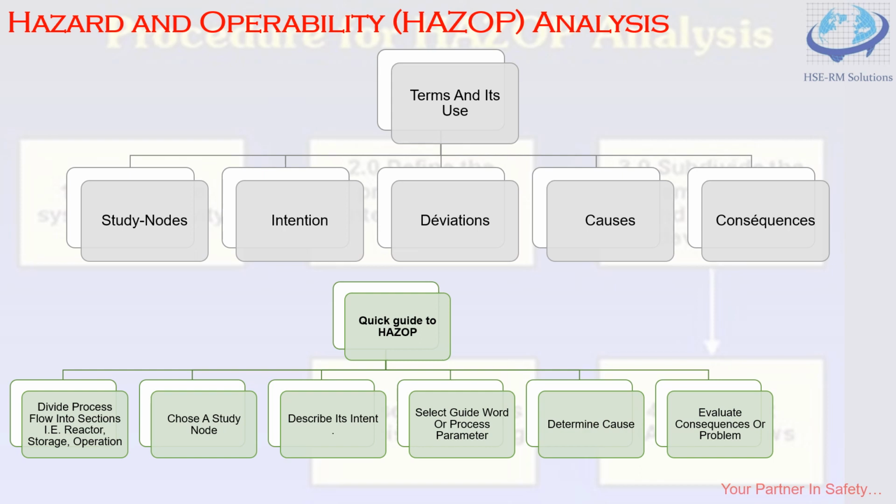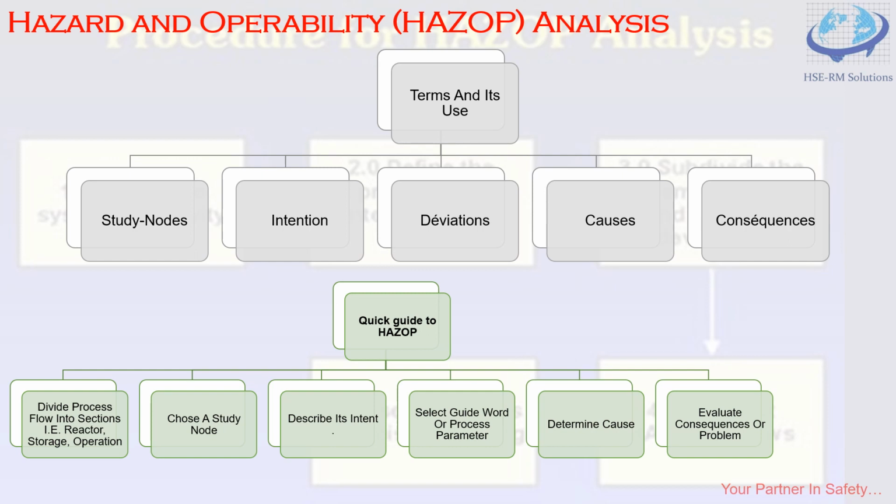Now, wisely choose a study node that will include line, vessel, pump, valve. Why? Because we will be discussing the function that is desired in the process. If that intended function is not happening, what will happen? Correct? Now we define or describe its intent.